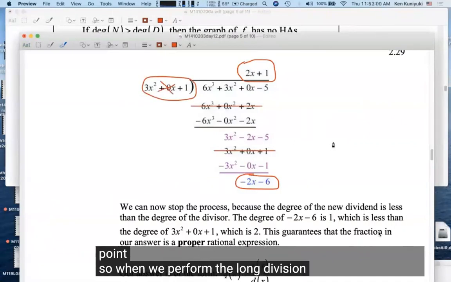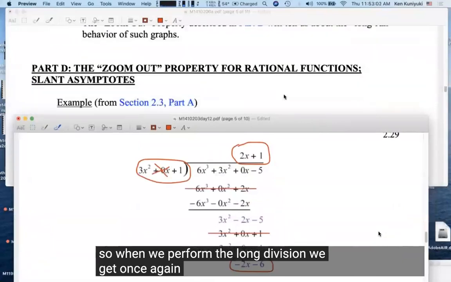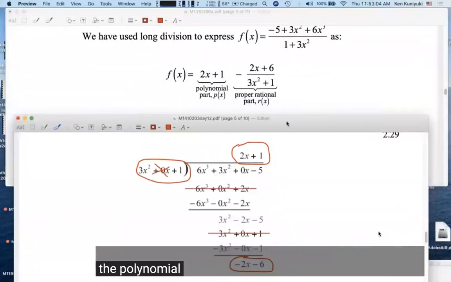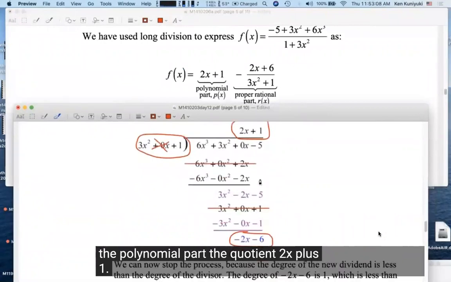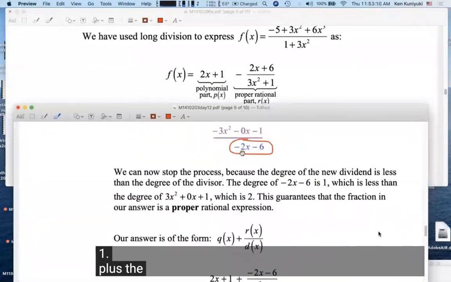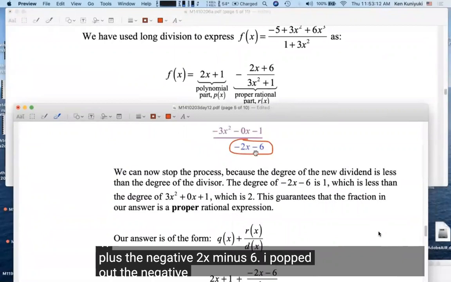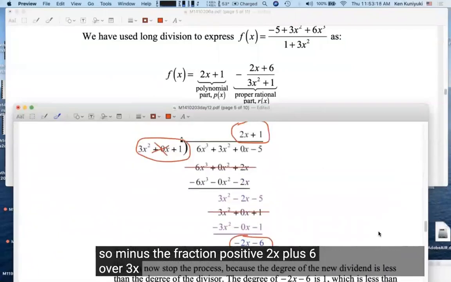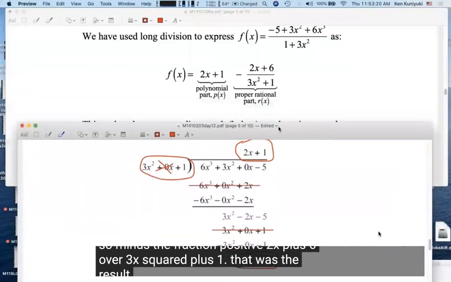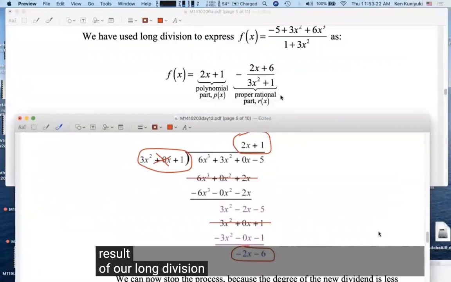So when we perform the long division, we get, once again, the polynomial part, the quotient, 2x plus 1, plus the negative 2x minus 6. I popped out the negative 1 factor. So minus the fraction positive 2x plus 6 over 3x squared plus 1. That was the result of our long division.